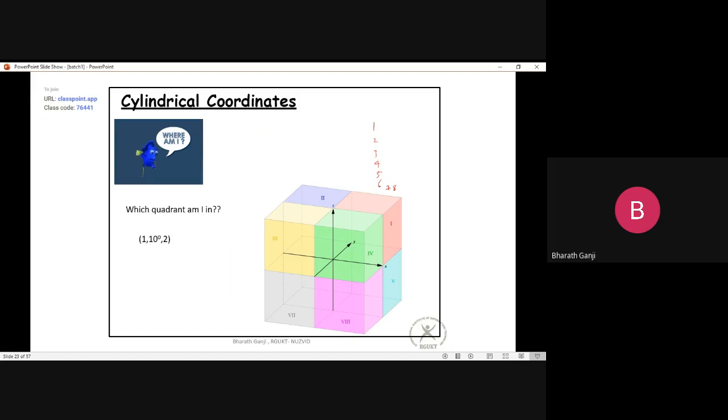So if someone is trying to join this poll right now, they have to type a URL, classpoint.app, and in that they have to use the code 76441 to join, and they can give their answers. I see that few people are writing the answer as xy plane and so on.